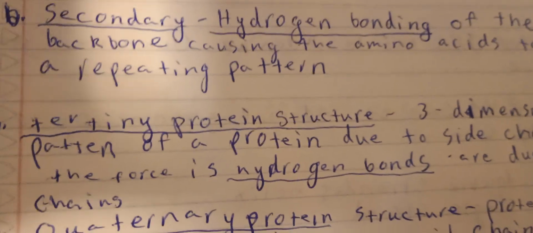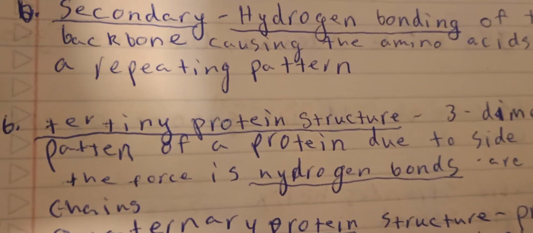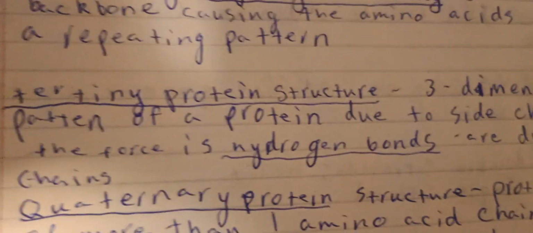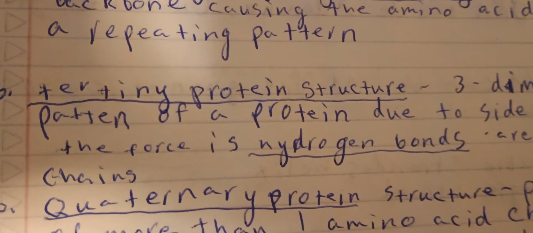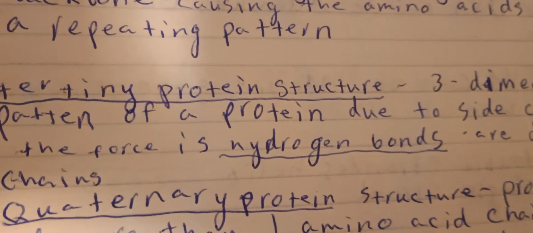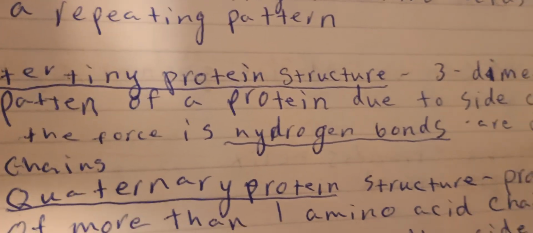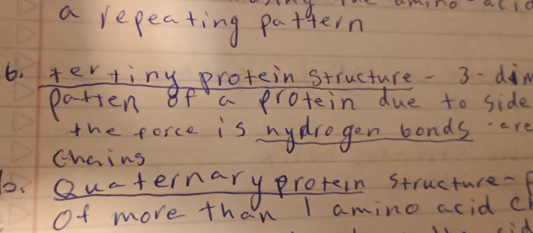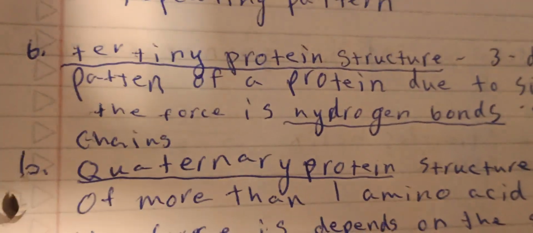The tertiary protein structure is a three-dimensional folding pattern of a protein due to the side chains. The force is hydrogen bonds. It's due to the side chains.